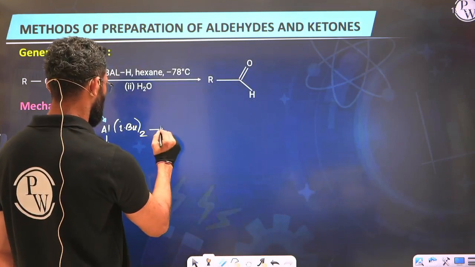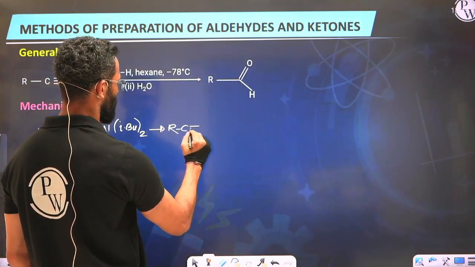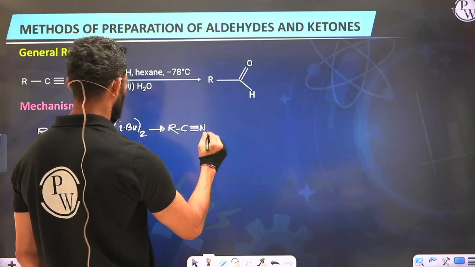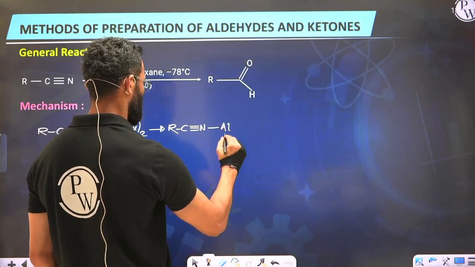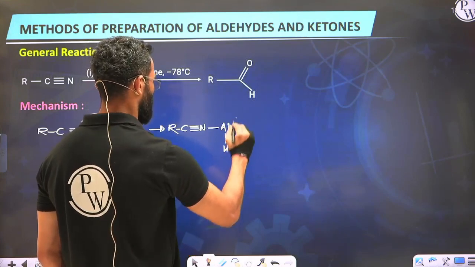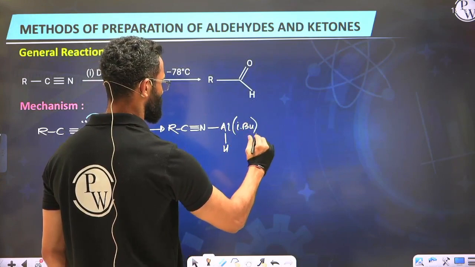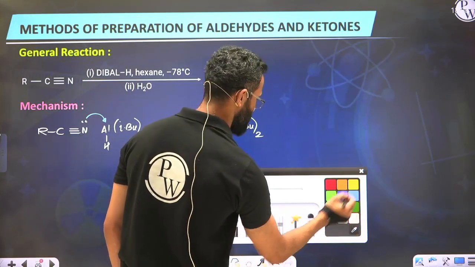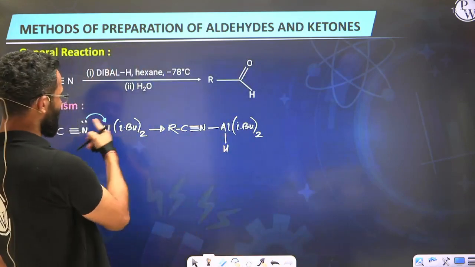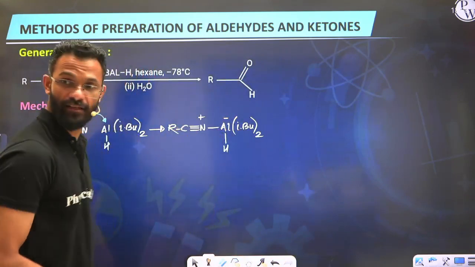So you can write it like this. R-C triple bond N formed a bond with Al carrying hydride. Isobutyl group present twice. Now, aluminum has gained electron from nitrogen, so will acquire negative charge. N will become positive charge.